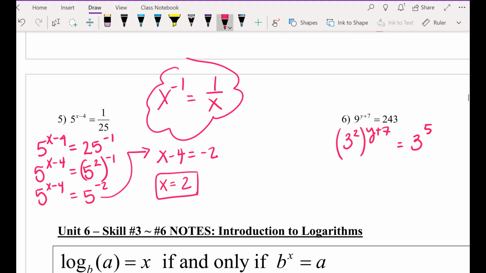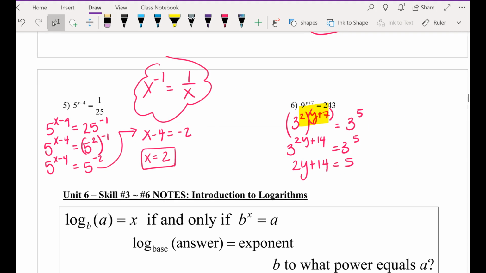Before I can drop the bases, what should we do with the powers on the left? Distribute. So here we go. 3 to the 2y. Remember, this is power to the power, so we multiply. 3 to the power 2y plus what? 14 equals 3 to the 5th. Now we can drop the bases. So 2y plus 14 equals 5. Subtract what, Dylan? Subtract 14. Perfect. So 2y equals 5 take away 14, which is? Negative 9. Divide both sides by 2. Final answer, y is negative 9 over 2. Box it up, and that concludes our day.